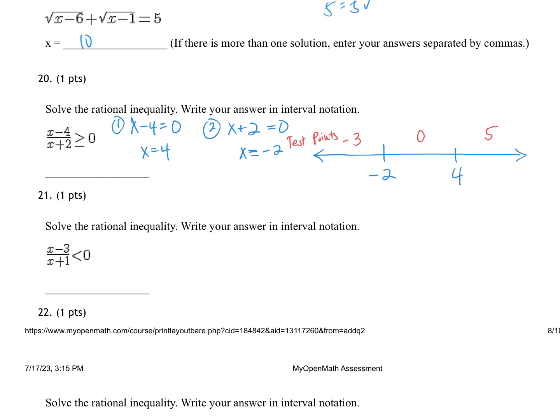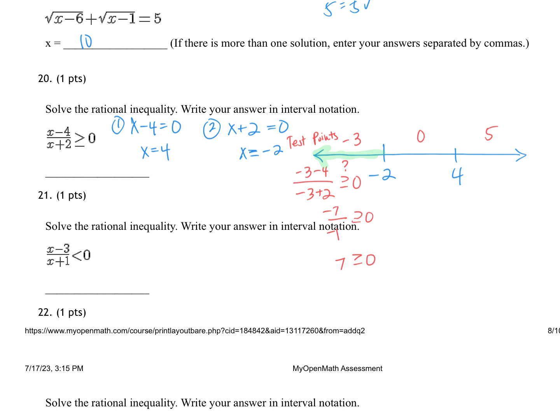So I'm plugging in -3, so -3 minus 4 over -3 plus 2. And I want to know, is that greater than or equal to 0? So -3 minus 4 is -7, over -3 plus 2, which is -1. That's going to divide out and give me positive 7. So is positive 7 greater than 0? Yes, it is. So I would include all of this in my answer.